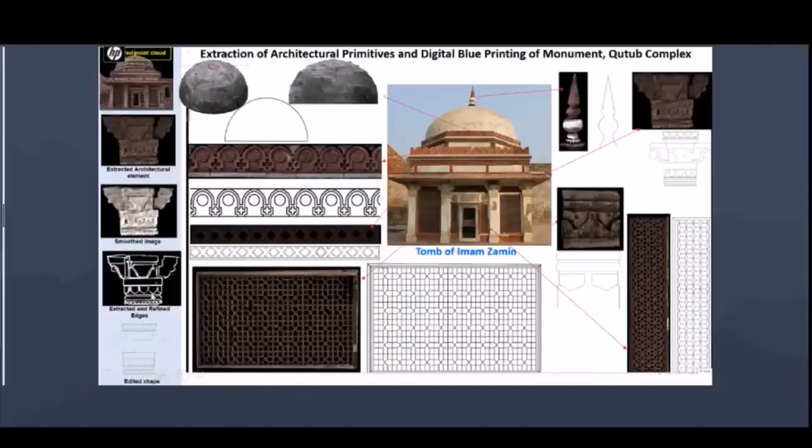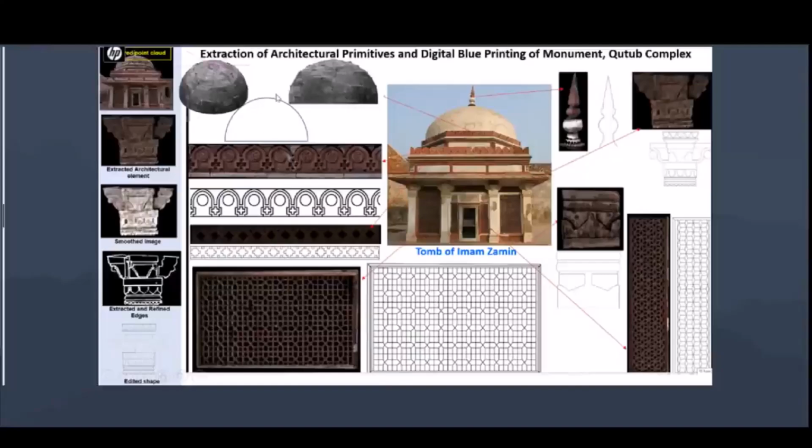So edge extraction has been done here to get the first primitive for different kinds of structures. So you can see that even the very detailed carvings on the tomb we have been able to extract with the high resolution laser scanner data combined with high resolution images and applying image processing techniques to them. So the edited and refined shape primitive would be like this.